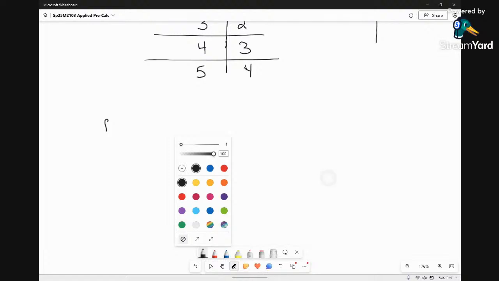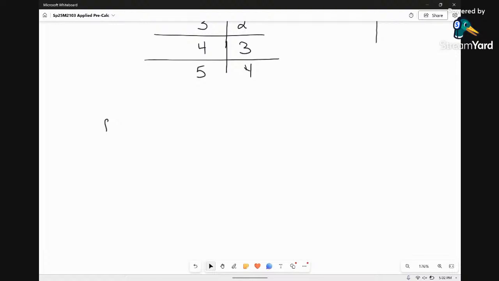New rule. And new graph to know. Let me emphasize that. New graph to know: y equals the square root of x. So for the next few minutes, we're going to learn this shape, and then we're going to transform it.